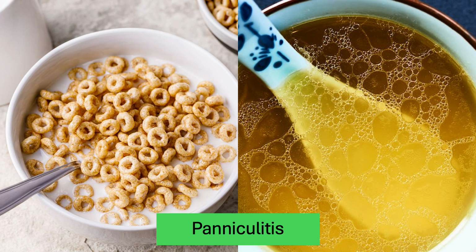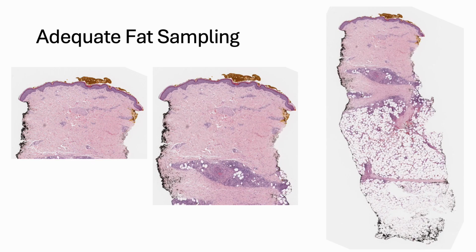Okay, we have successfully finished our infections part, and let's talk about the food. Actually, I'm kidding. Let's talk about panniculitis. Why I'm putting the cereals and the chicken soup, you will understand. What is panniculitis? Panniculitis is an inflammation of the adipose tissue. So that's why adequate fat sampling is very important. Imagine this: if on the slide you only receive the superficial dermis, there is no way you can sign out the case correctly.